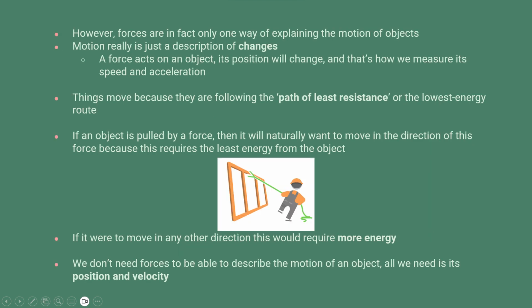Motion just describes change. Now, this is because objects are obviously inanimate things. They're not going to move on their own. So the path of least resistance, i.e. the lowest energy route, will be to follow the force being applied to them. So at the end of the day, we don't actually need the concept of forces to be able to describe motion. All we need is to know if its position and velocity through time is changing.